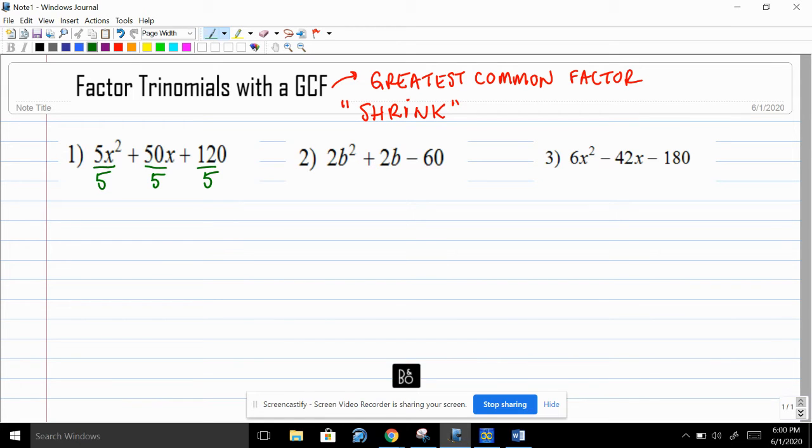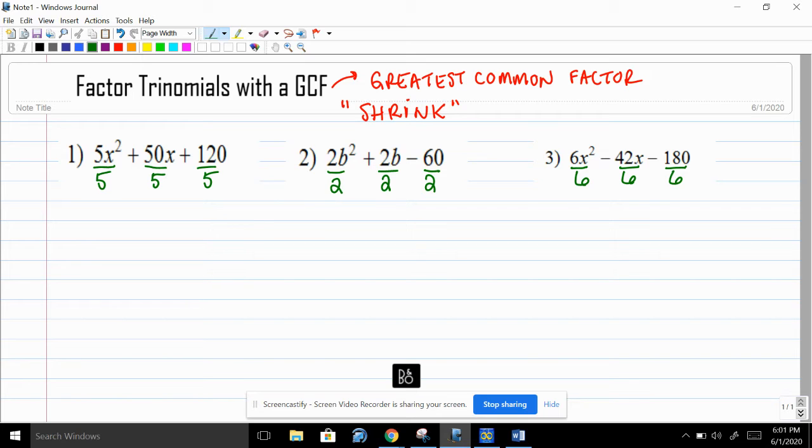You should notice in number 2 that all three of these numbers are divisible by 2. And then in number 3, you should notice that these numbers are divisible by 6. Now, if you make a mistake in number 3 and you try maybe 2 first, which I'll show you, it's still going to work out for you. So if you don't figure out that it's 6 right off the bat, you're still going to be okay. You're still going to get the problem right. I'll show you when we get to number 3. Now watch what happens when we shrink these problems.